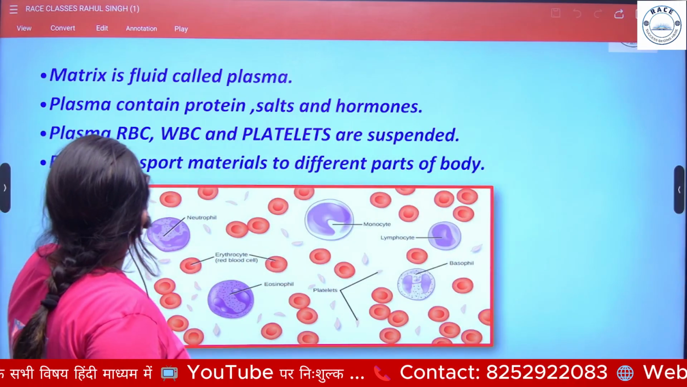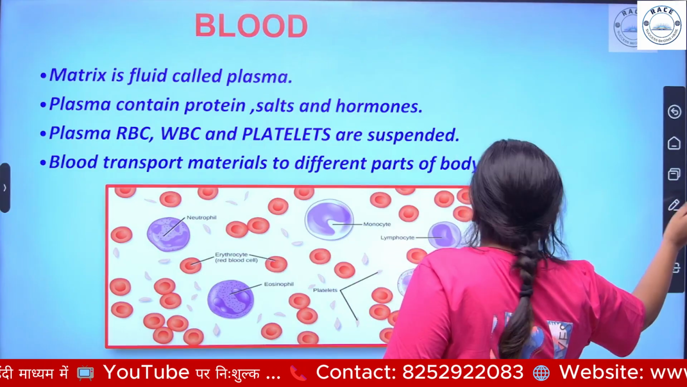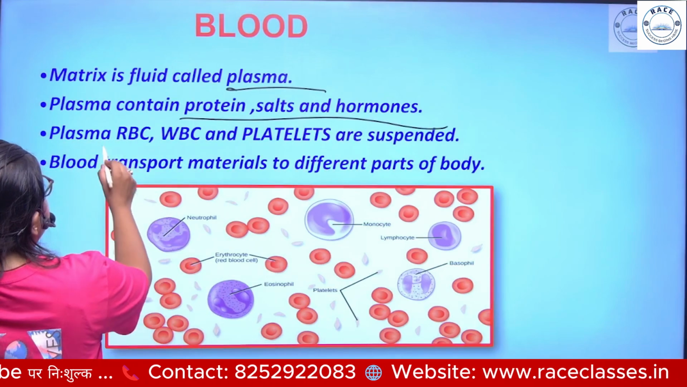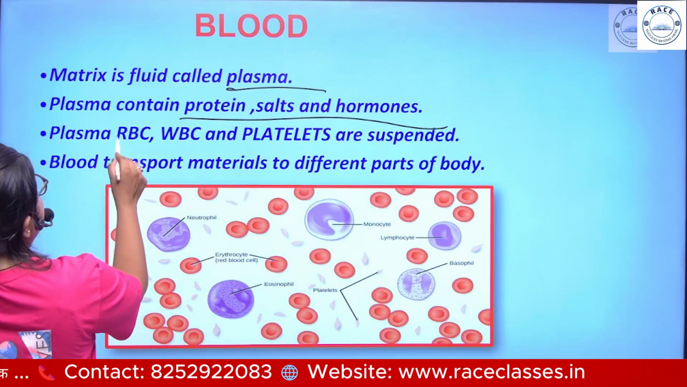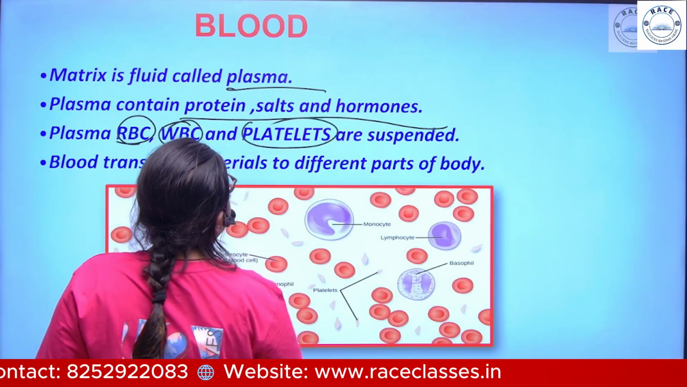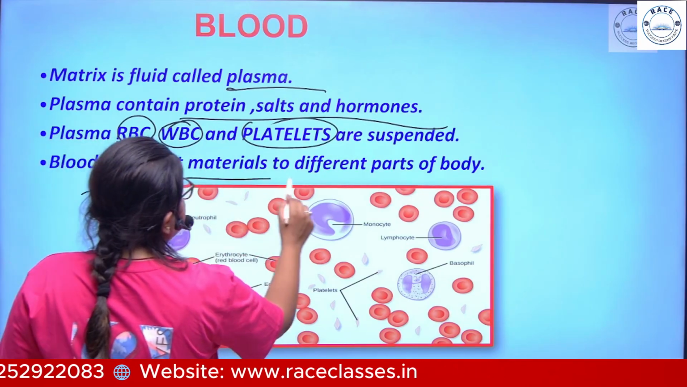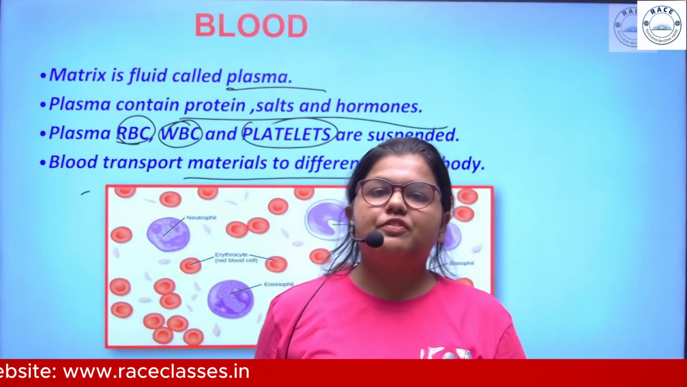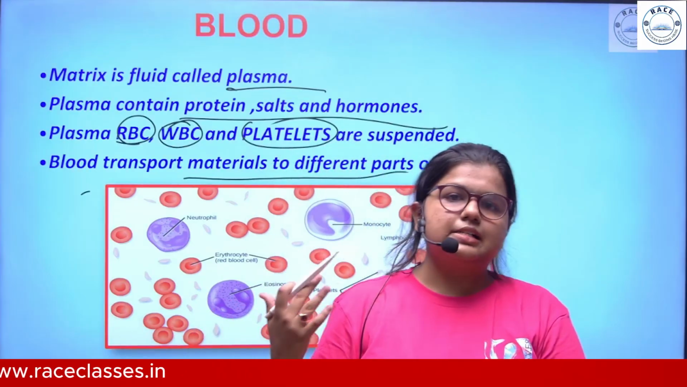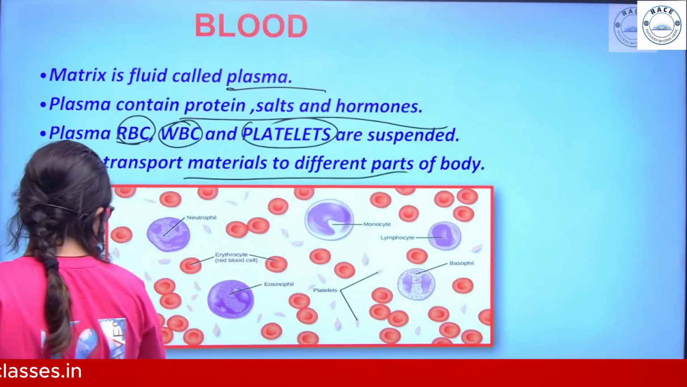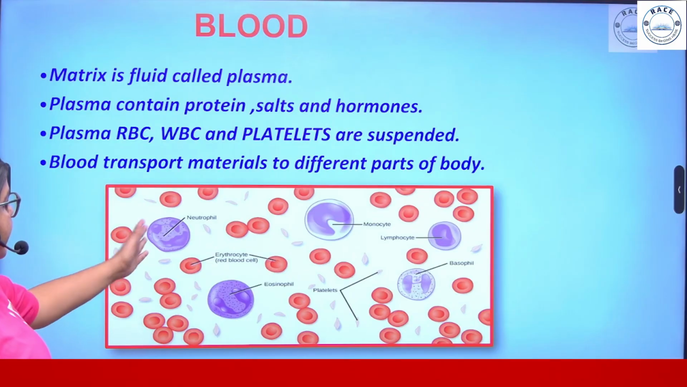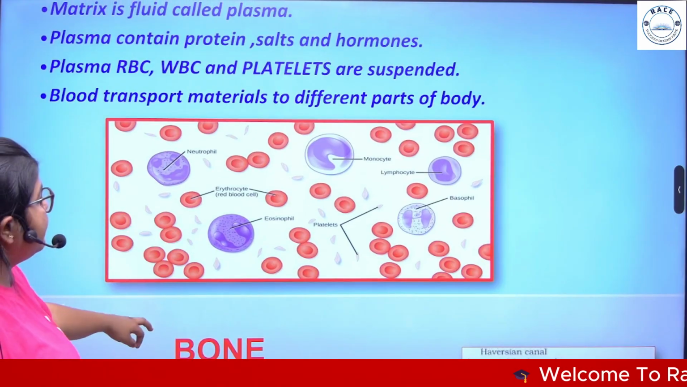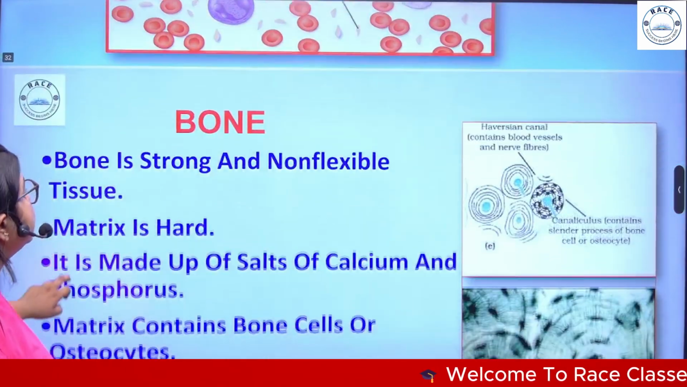So, the matrix of blood is plasma. It contains proteins, salts, hormones. In plasma, RBC, WBC and platelets are suspended. Blood transports material to different parts of the body. So it is the medium inside our body from which different types of particles are transported. These are the different types of blood cells: neutrophil, erythrocyte, eosinophil, platelets, lymphocytes, basophil.